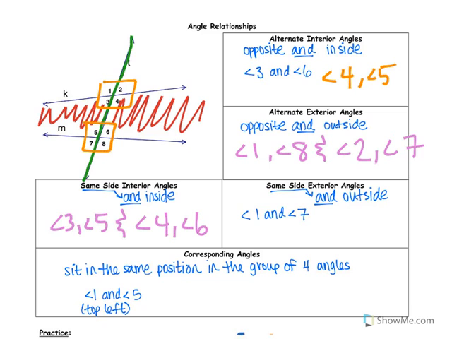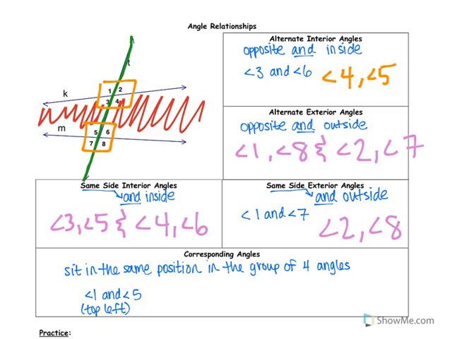Okay? Now let's look at same side exterior. So same side and the outside, I gave you angle 1 and angle 7. And I would say that I agree with that, right? Because 1 and 7 are both on the outside and they're both on the left side of the transversal, the green line. There's another pair though, right? Angle 2 and angle 8. Those are both on the right and on the outside. So angle 2 and angle 8 is another pair that works.